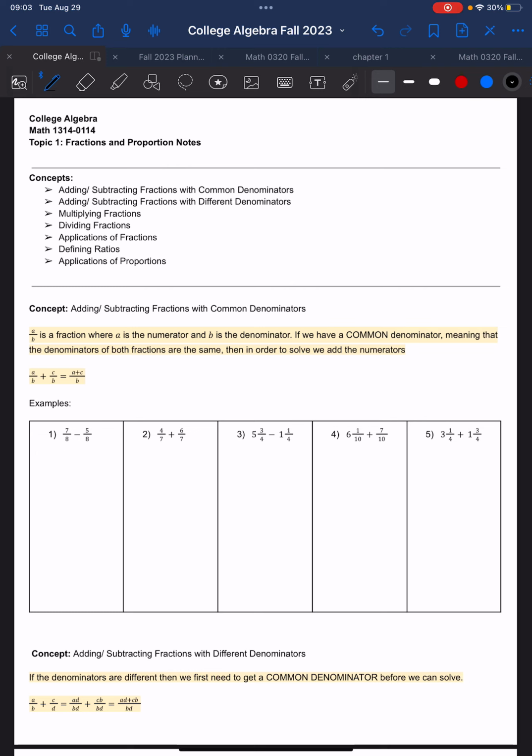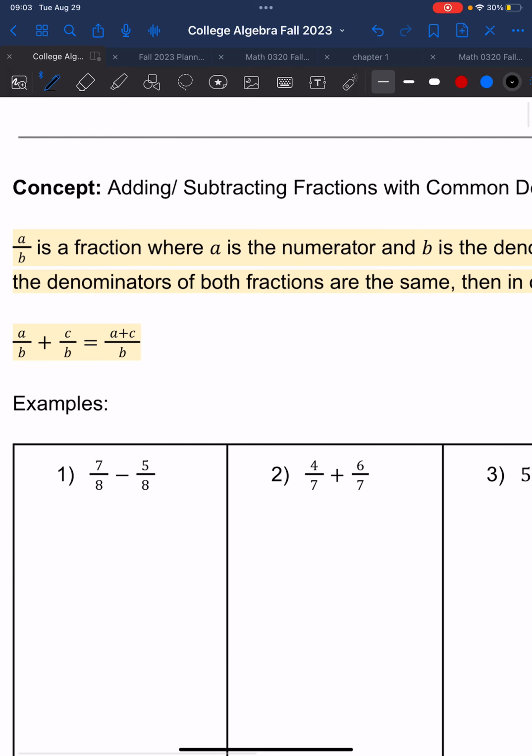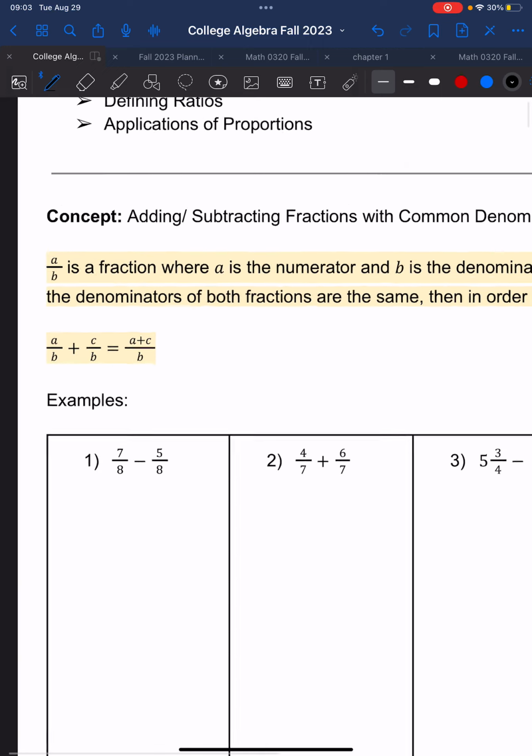So the first concept, adding and subtracting fractions with common denominators. A over B is a fraction where A is the numerator and B is the denominator. If we have a common denominator, meaning that the denominators of both fractions are the same, then in order to solve, we add the numerators. So looking here at the formula, we have A over B plus C over B is equal to A plus C over B. Notice that in each of these fractions, they both have a common denominator of B. That's why we only add the numerators, that A plus C. So let's look at some examples.